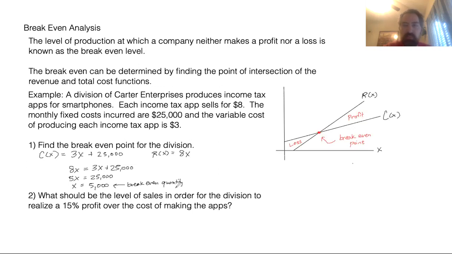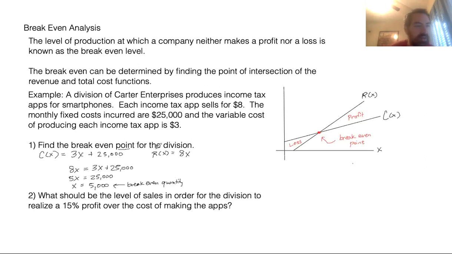This break-even quantity is the minimum I would need to sell to prevent having a loss. Of course, I don't want to just reach a break-even. I want to be above a break-even so I can realize a profit. That's my break-even quantity. I'm trying to find the break-even point, so I need an X and a Y value.